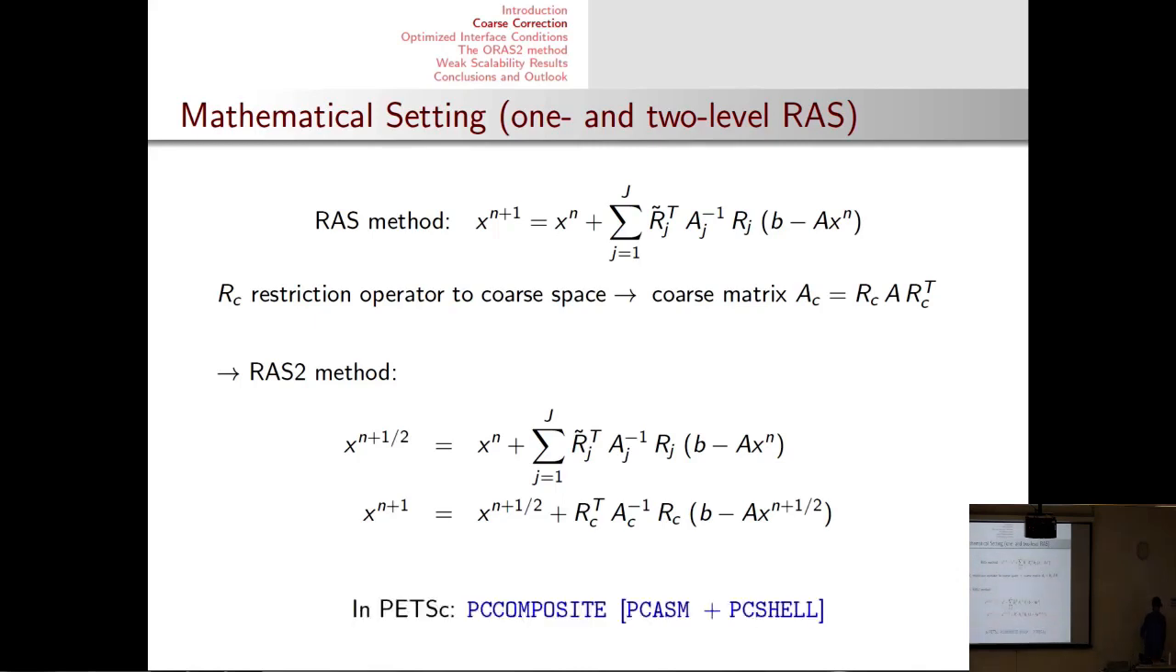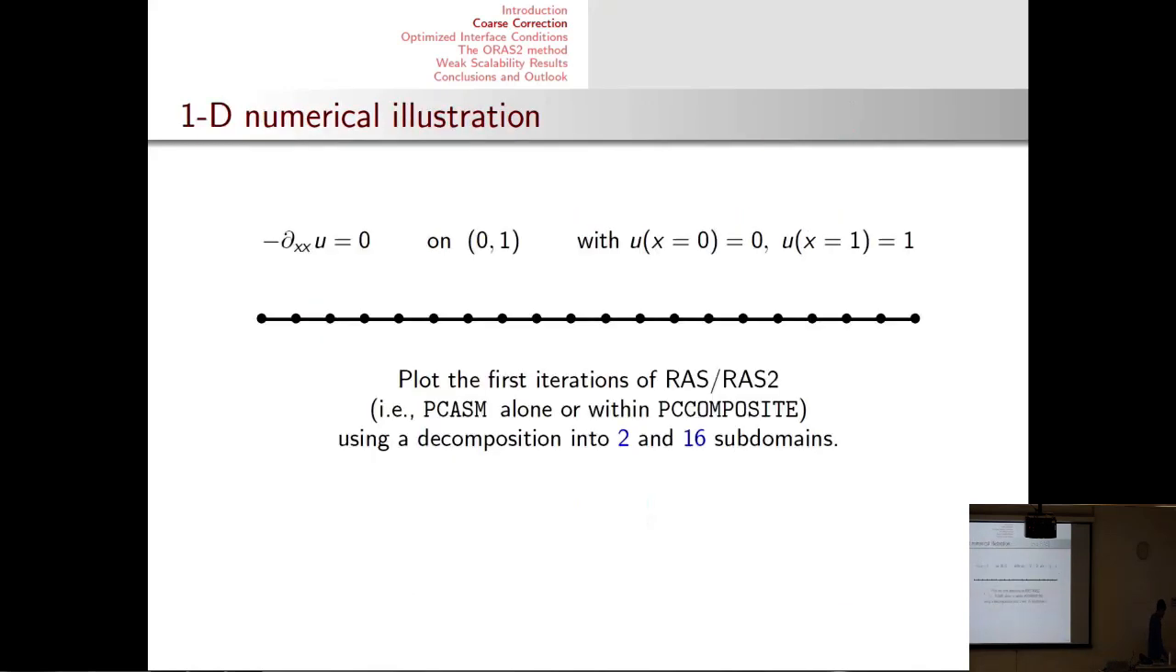How to do that in PETSc? Well, there was a tool for that. It's called PC Composite. So I compose the PCASM with a PC shell, and the coarse correction is implemented in the PC shell tool. So I want to illustrate that numerically.